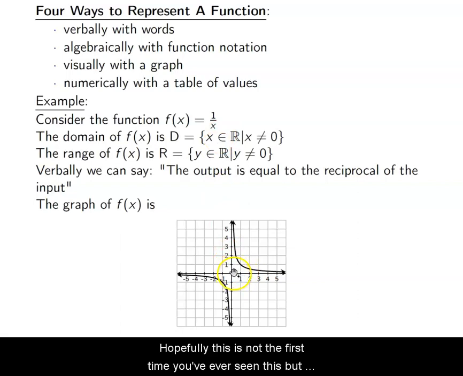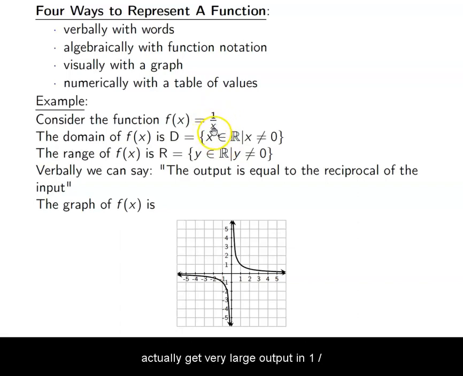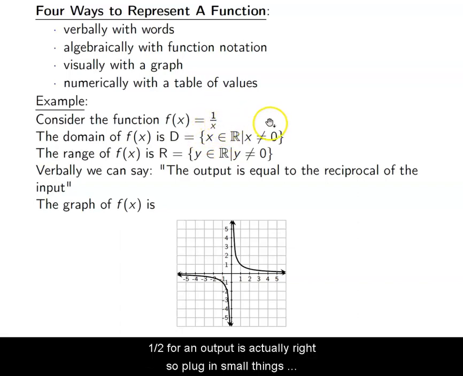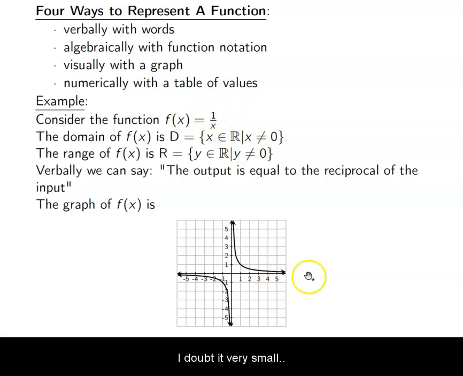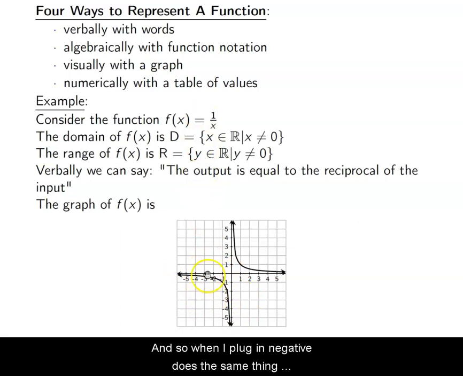So when I plug in very, very small values, I actually get very large outputs, right? If I plug in 1 divided by 1/2, for instance, the output is actually 2, right? So plugging in small things makes this very large. Plugging in large things makes this very small, right? 1/1,000 is 1/1,000th, very small values. And when I plug in negative values, it does the same thing, but opposite, right? If I plug in very small negative values, I get very large negative values out, right? Extremely large values, but negative. When I plug in very large negative numbers, like negative 1 million, I get very, very small values that are close to 0, but still negative.